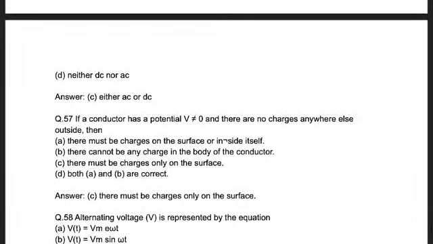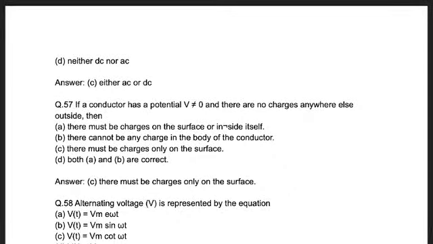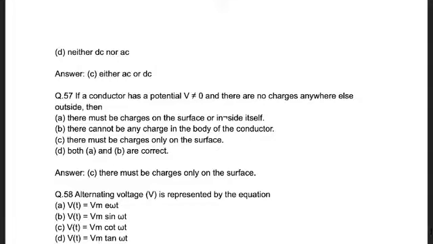Question number 58. Alternating voltage V is represented by the equation A, V(t) equals Vm cos ωt. B, V(t) equals Vm sin ωt. C, V(t) equals Vm cot ωt. D, V(t) equals Vm tan ωt. Very good. The answer is B, V(t) equals Vm sin ωt.